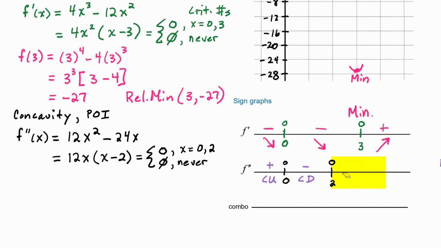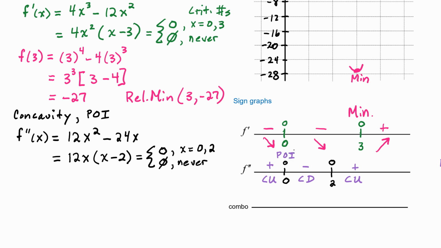A test point in this region would be x equals 3. Putting a 3 here is positive. Putting a 3 here is also positive. So the graph will be concave up there. Now let's analyze our sine line graph for f double prime. Because the second derivative changes sign at x equals 0, that means there will be a point of inflection there.